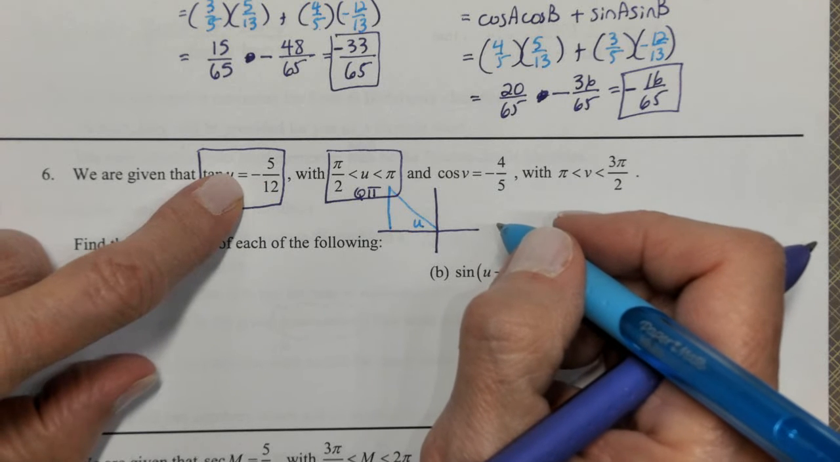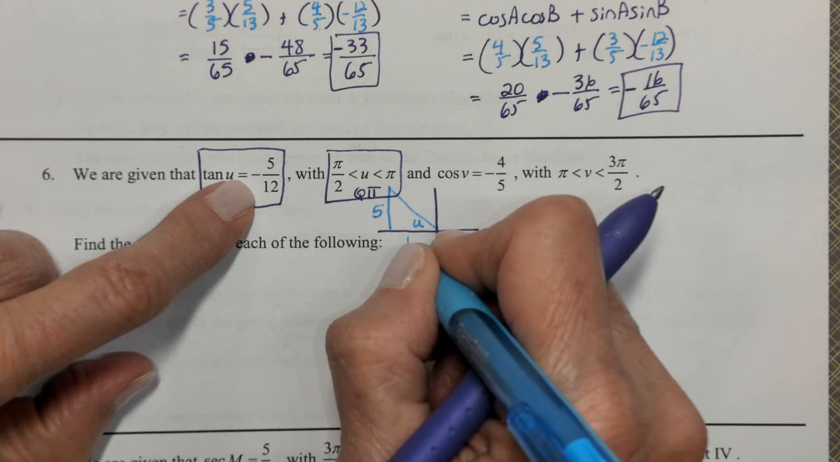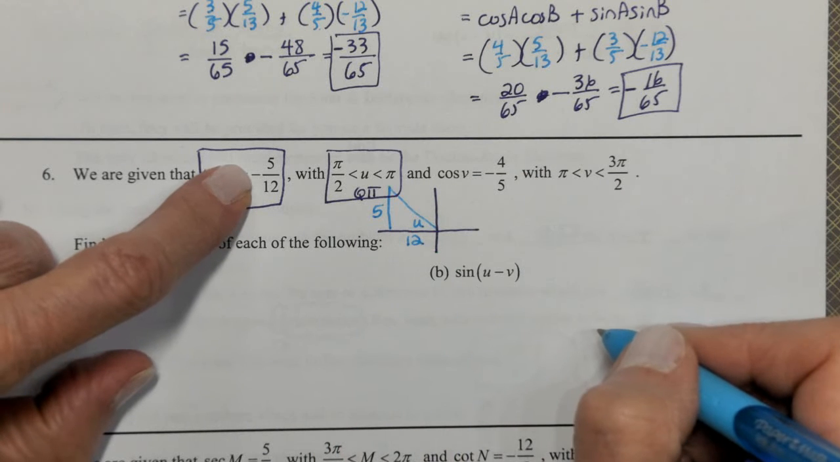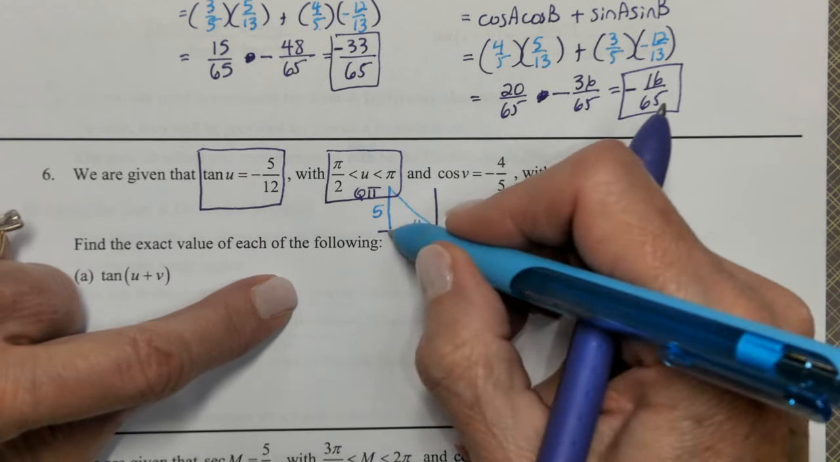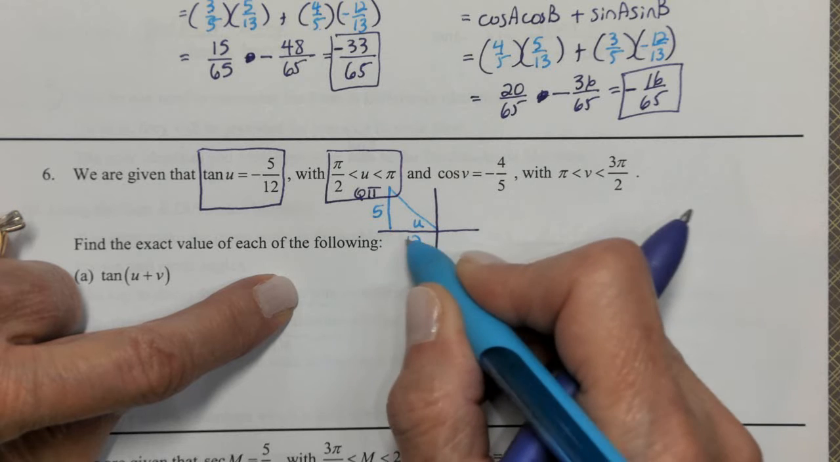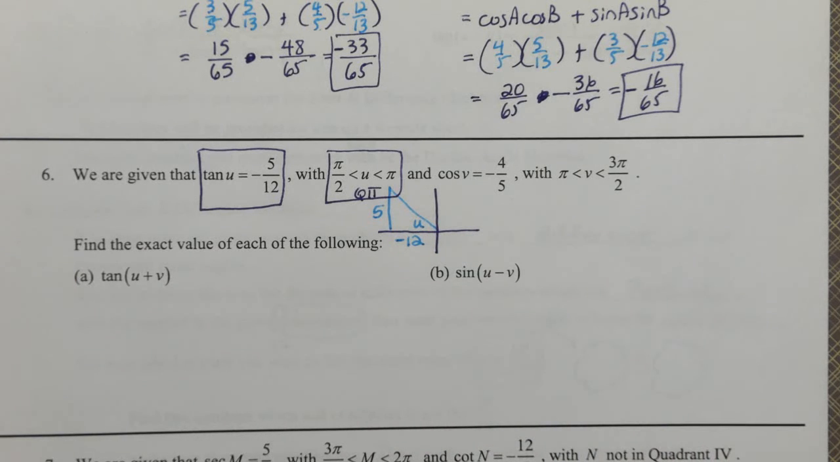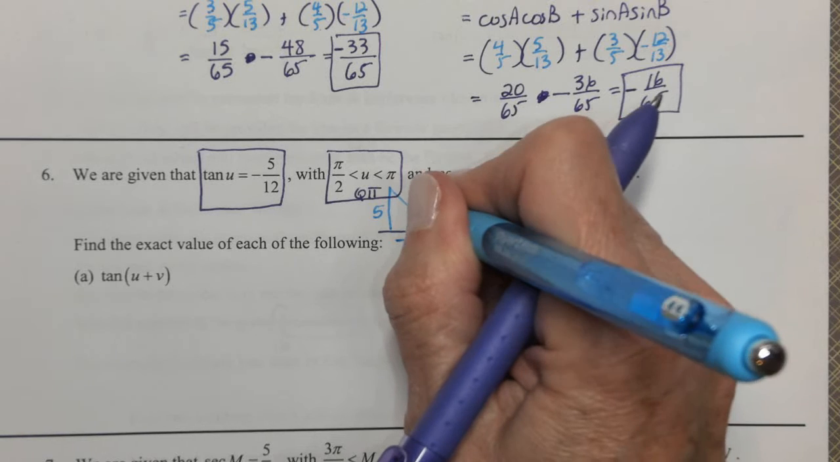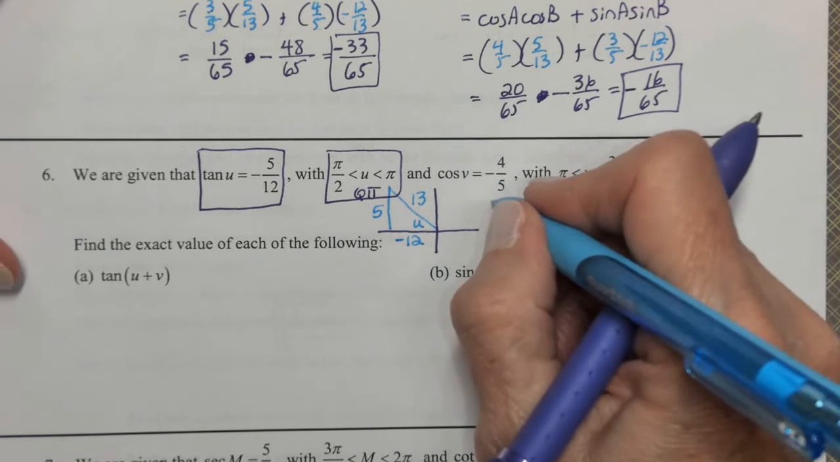Tangent is opposite over adjacent. Opposite is 5, adjacent is 12. I have a negative here, so one of these has to be negative. Well, 5 is going up. The 12 is going to the left. The 12 needs to be the negative because it's going to the left. It's on the negative x-axis. And that makes the hypotenuse 13. So there we are for U.